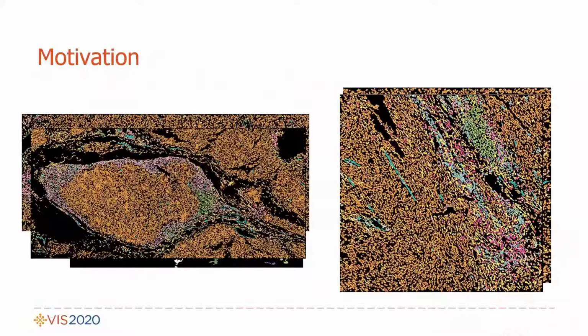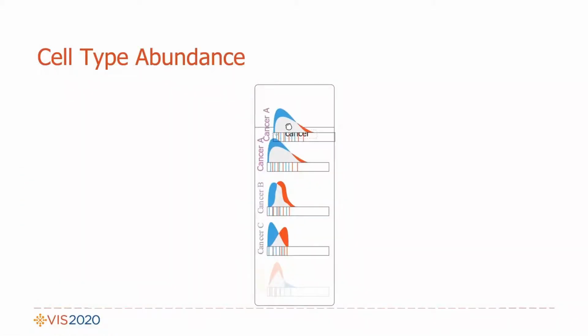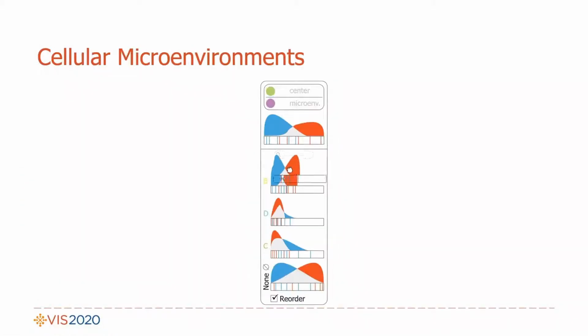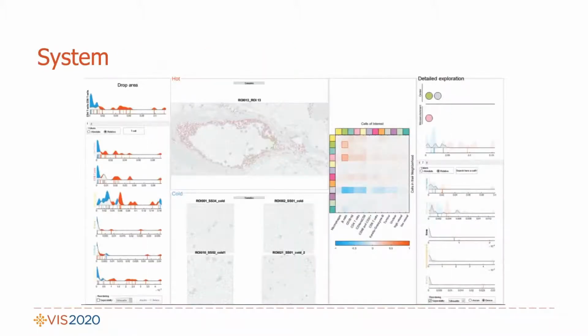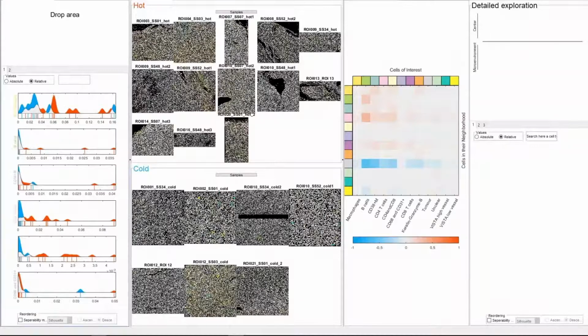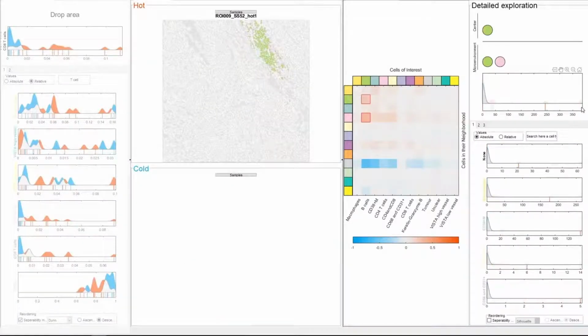In our current work, we visually compare two cohorts of segmented and classified tissue images, originated from single-cell omics data. To that end, we developed a data-driven and interactive workflow, implemented in a multi-linked view system. Finally, we show the effectiveness of our workflow through specific case studies.